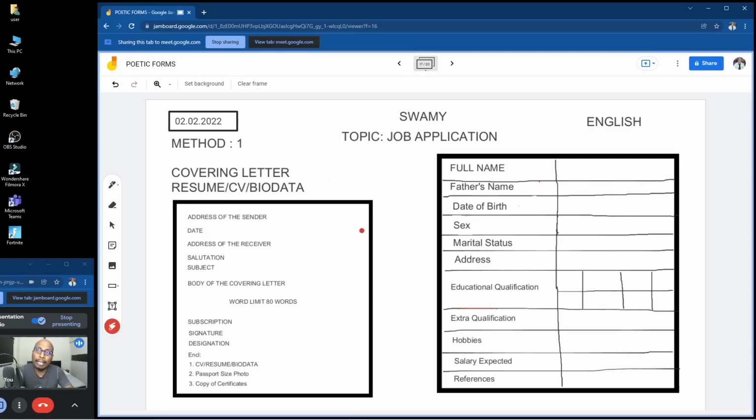If you want to add one more line or sentence, you can write looking forward, or I am the best candidate or suitable candidate for the mentioned post. Likewise, if you write one or two lines, that is enough for the covering letter. Now these things are important: enclosures, whatever you are going to enclose, you have to write.